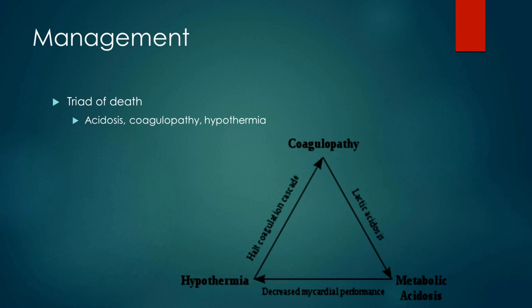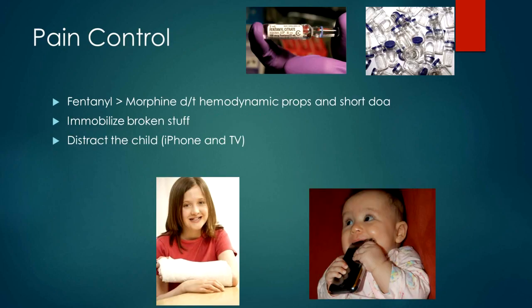Management, again, we'll talk a little bit about the lethal triad of trauma, or the triad of death. That's acidosis, coagulopathy, and hypothermia. If you wanted to turn this into a diamond of death, then you can add in that fourth component of hypocalcemia. Just make sure that you understand why we need to address hypothermia, do adequate fluid resuscitation to avoid metabolic acidosis, and address the coagulopathy issues. That doesn't change for pediatrics.